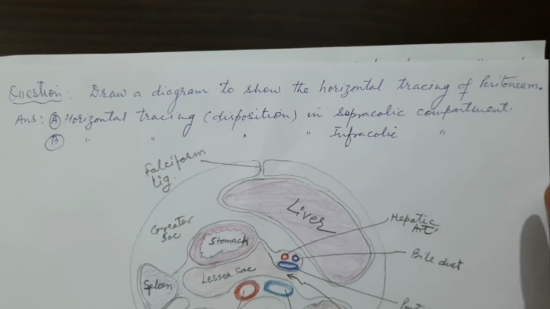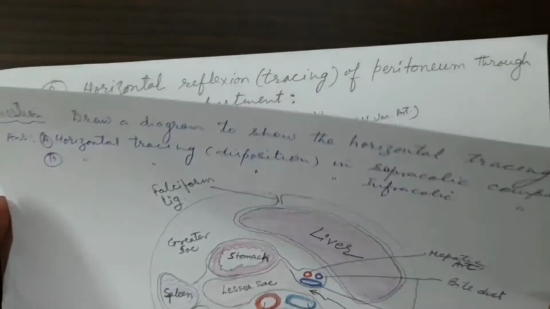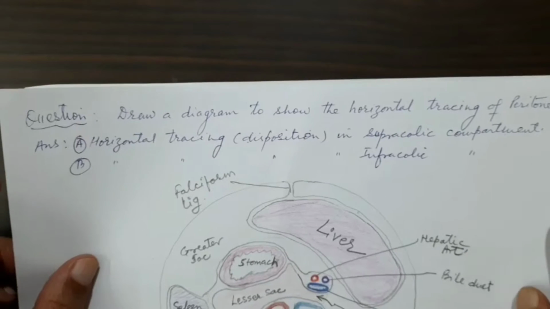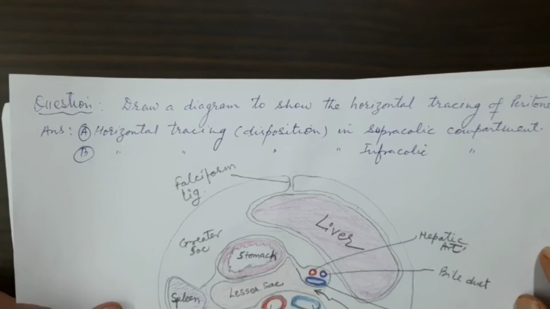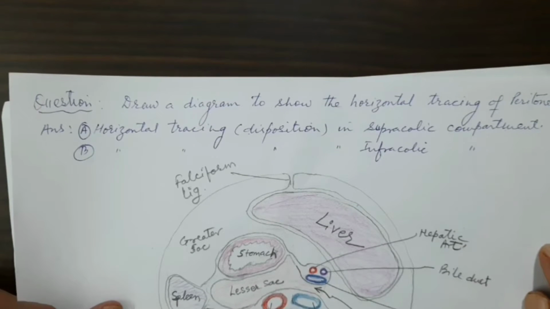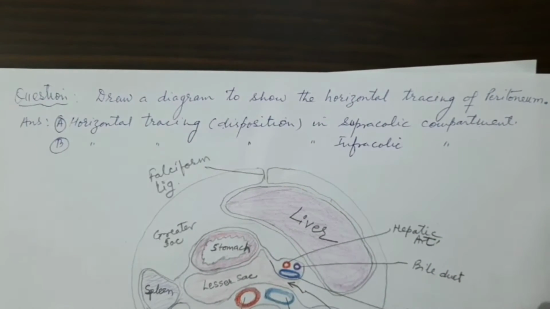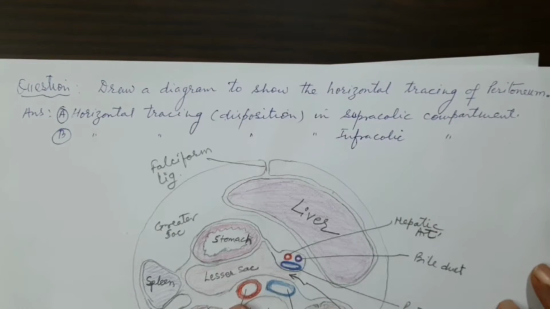Welcome back, students. Now this is a related question, as we have learned in the previous video. The question is: draw a diagram to show the horizontal tracing of peritoneum. In the last video we learned about the vertical tracing of the peritoneum.